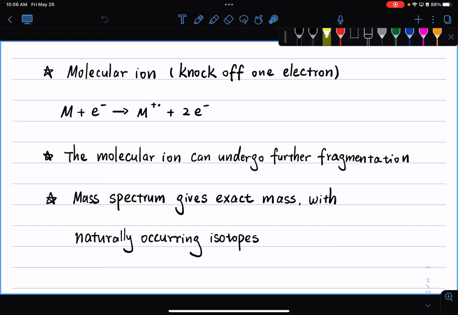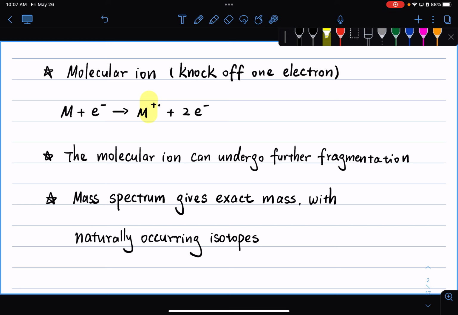You can always imagine shooting it with an electron beam. You're knocking off one electron, and you end up with the molecule itself, just with a positive charge. That is called a molecular ion. So what we're doing is the electron beam gun just knocks off one electron from your entire molecule. It's not from any specific part of your molecule, just one electron.